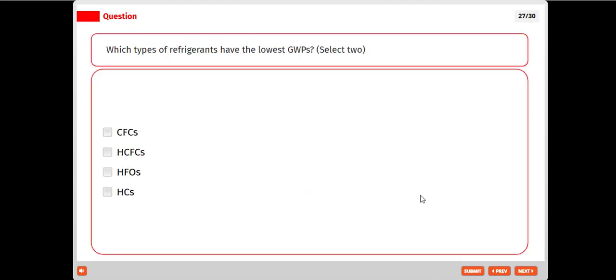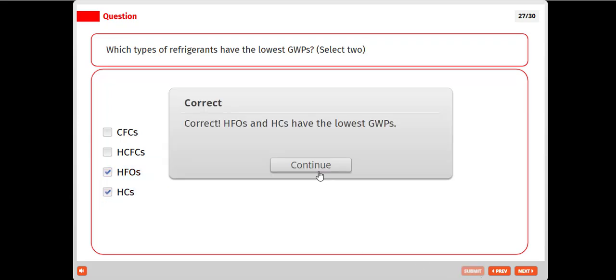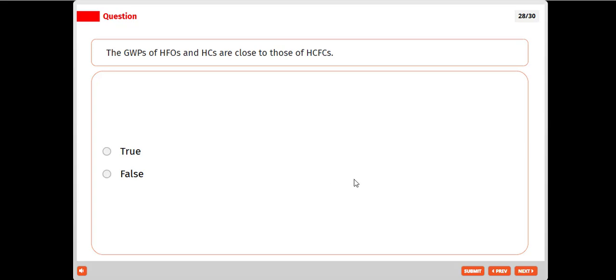Which type of refrigerant has the lowest GWP? Two types. Which two types? Lower GWP. Okay. HFOs and HCs. Yeah. The GWP of HFOs and HCs are close to that of HCFCs. False.